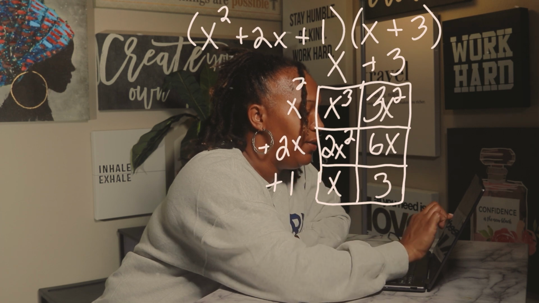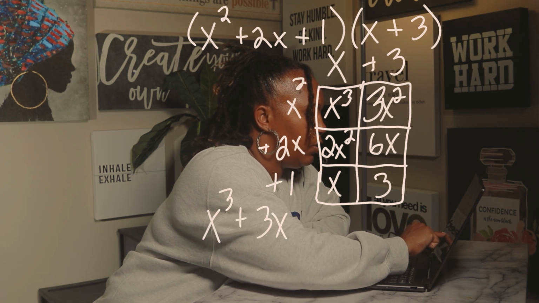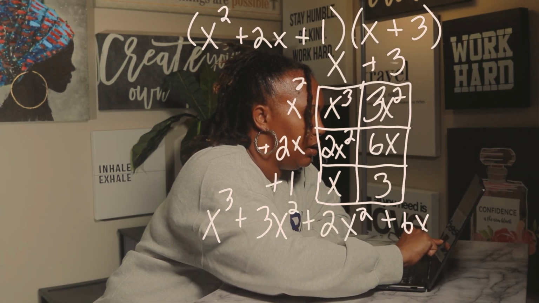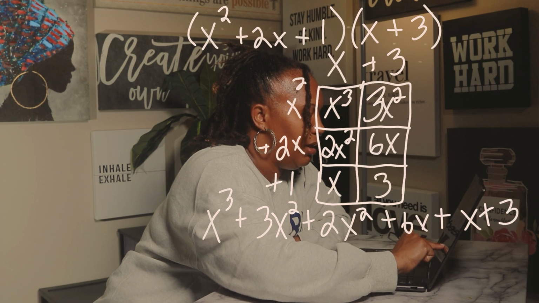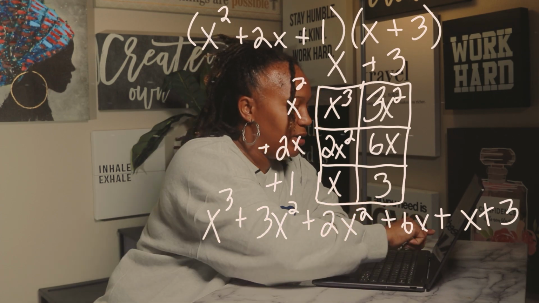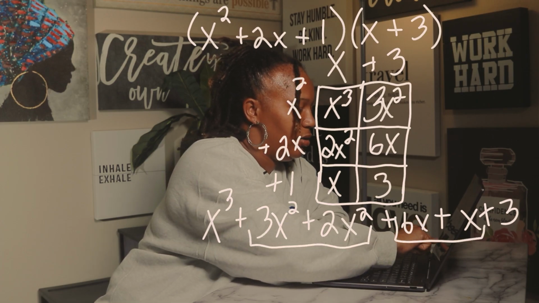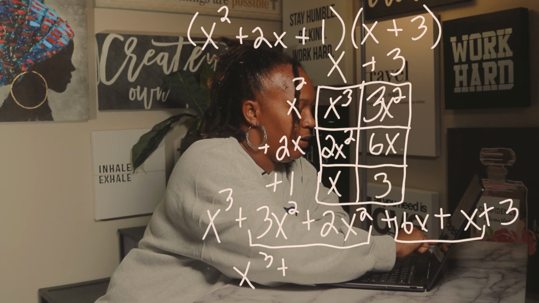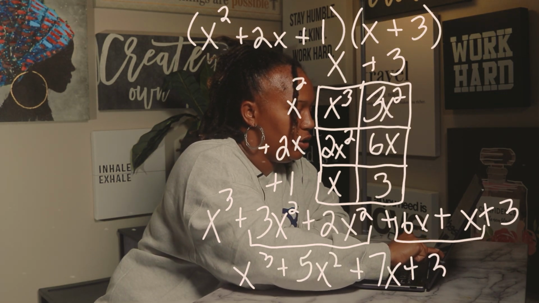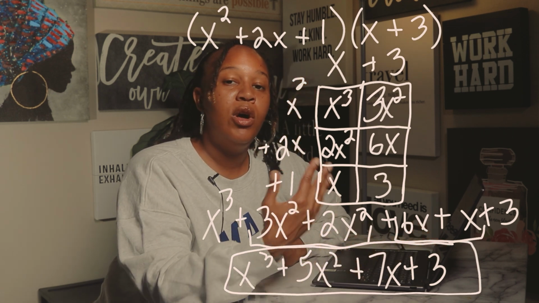All right. And if you were to write that out, that's going to give you x to the third plus 3x squared plus 2x squared plus 6x plus x plus 3. And all I'm doing is writing out everything that's on the inside of the box. And now I'm going to combine like terms. My like terms are going to be the 3x squared and the 2x squared and the 6x and the x. So that's going to give me x to the third plus 5x squared plus 7x plus 3. All right. And that is how I would multiply that trinomial times that binomial.